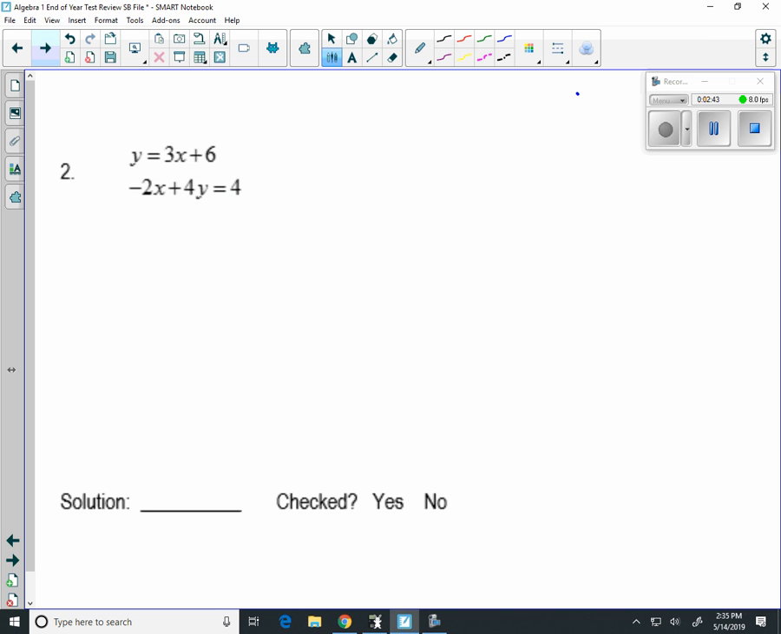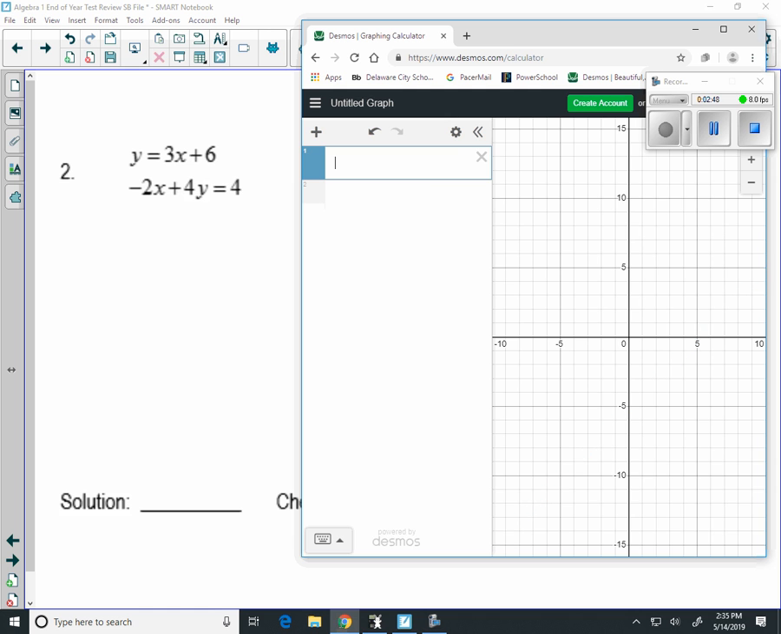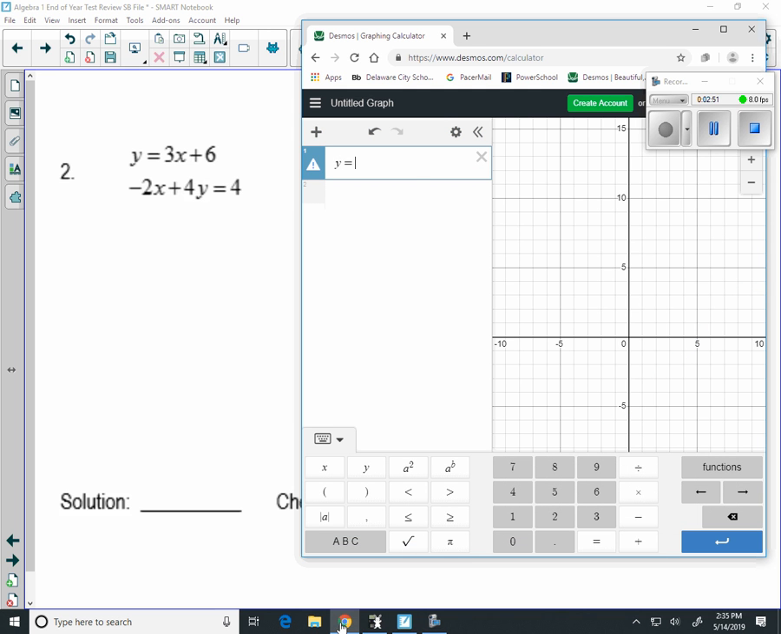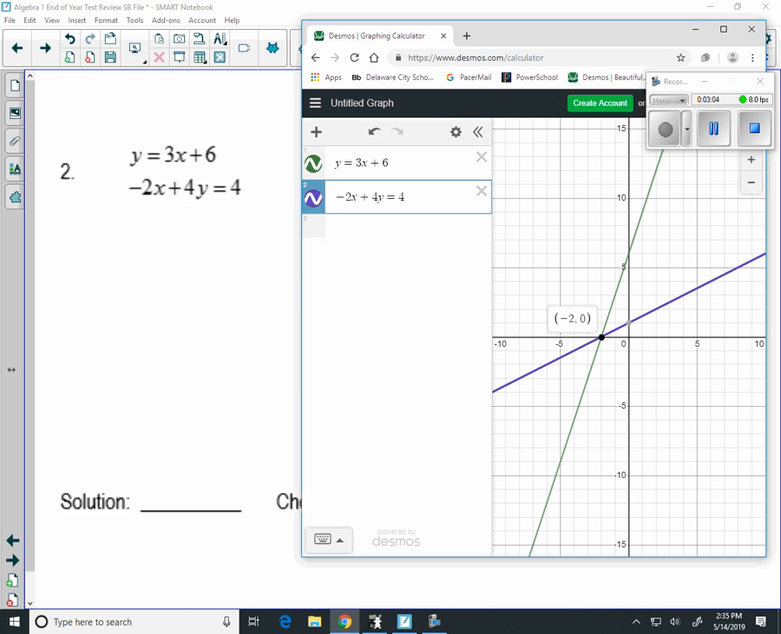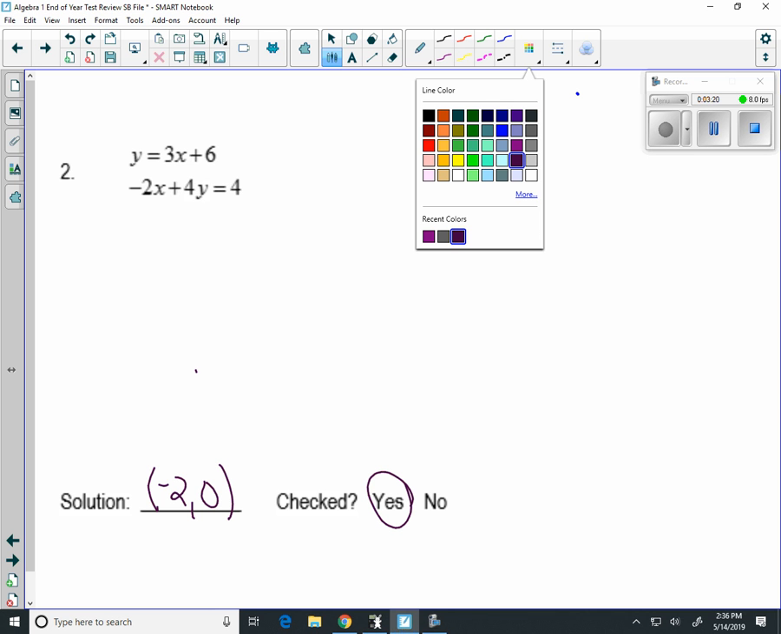I'm going to start number 2 by putting this in Desmos. So I'm going to go ahead and clear out what I've got. I'm going to put in y equals 3x plus 6, and negative 2x plus 4y is equal to 4. And I should get negative 2, 0 if I have everything correct. I'm just double checking the way I entered that into Desmos. Negative 2, 0. And now let's make the algebra happen.